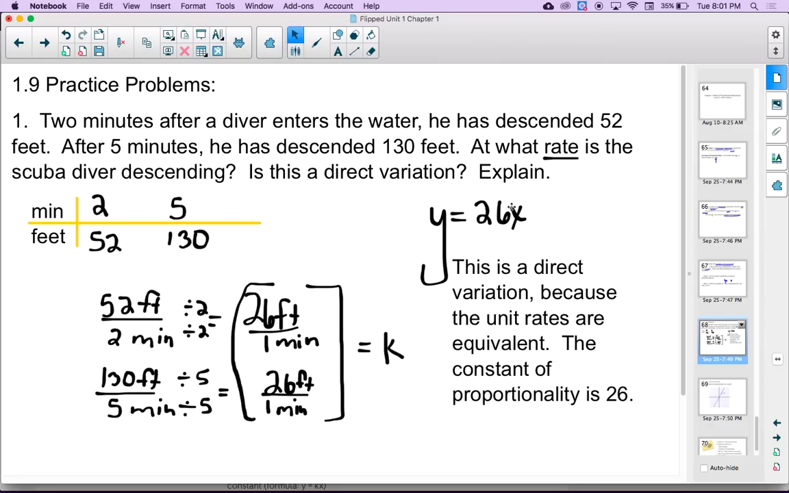So don't forget your equation here. Don't forget to give a little explanation about why it is a direct variation, because it is that proportional relationship, and we found our constant ratio. We found k.